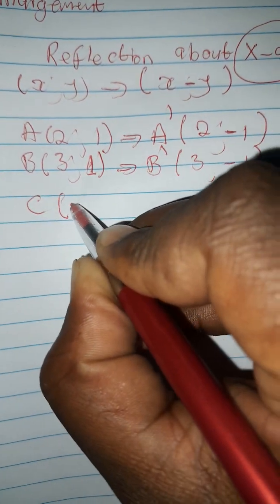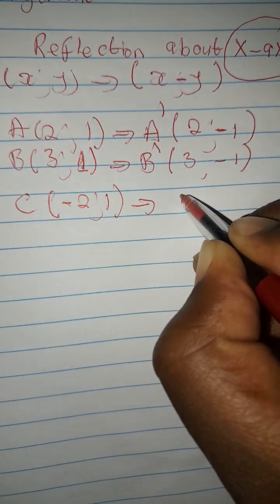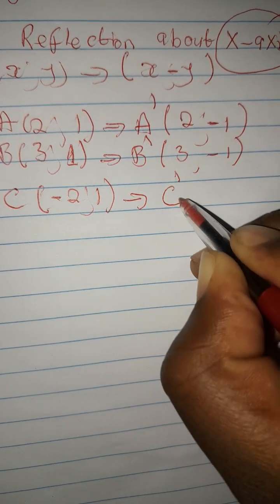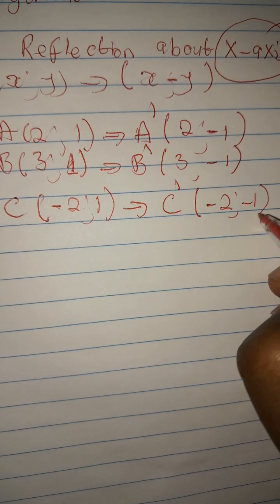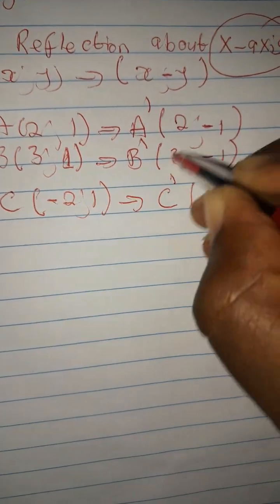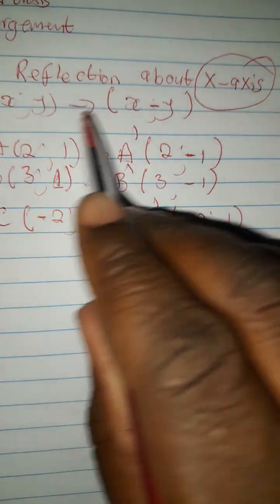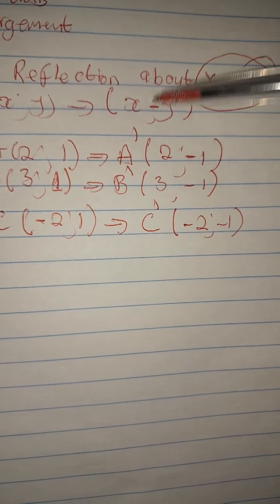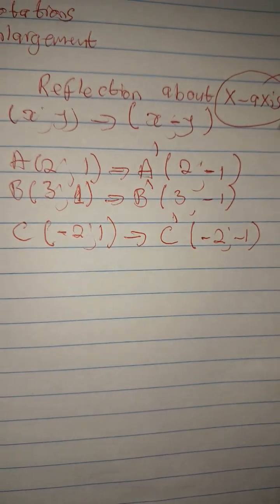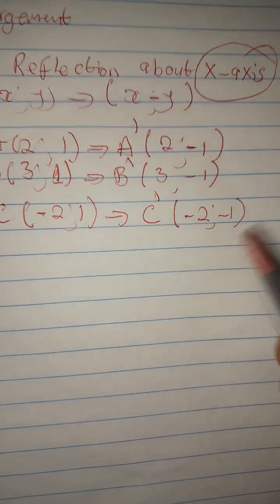Okay, let's consider C. C is (-2, 1). Let's see what we are going to have. It is going to be C prime, (-2, -1). Mind you, the x values do not change, only the y values change. When you reflect about the x-axis, only your y values change. They become negative. If we were given a y value of negative 1, it will be positive 1.